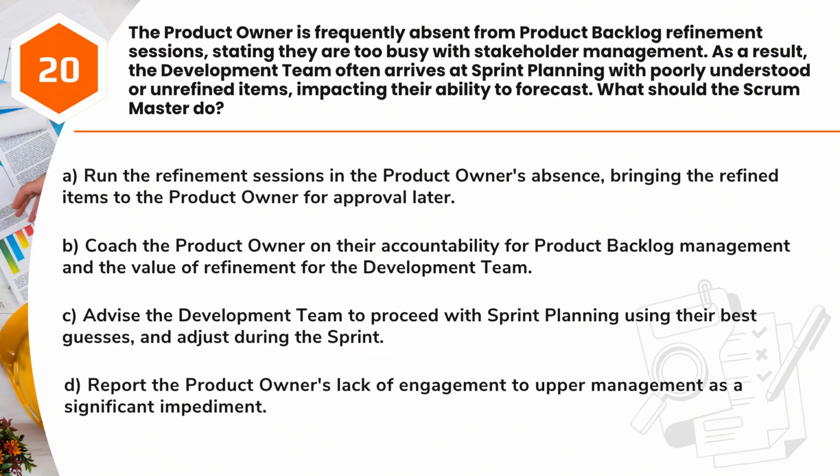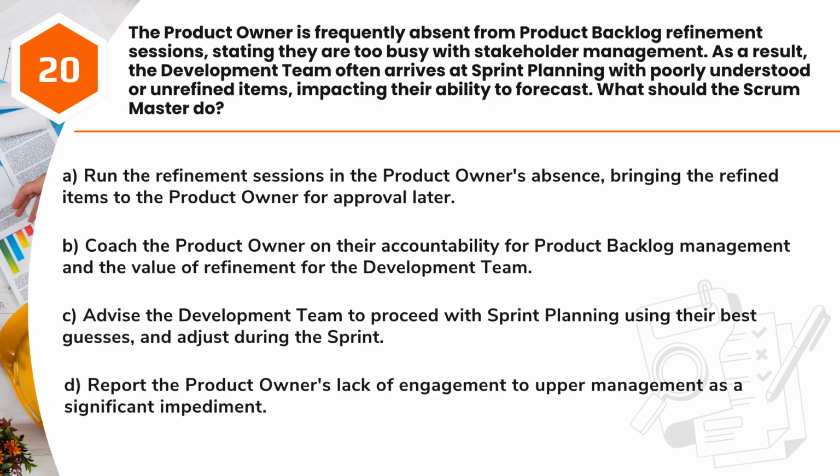Question 20. The product owner is frequently absent from product backlog refinement sessions, stating they are too busy with stakeholder management. As a result, the development team often arrives at sprint planning with poorly understood or unrefined items, impacting their ability to forecast. What should the Scrum Master do?